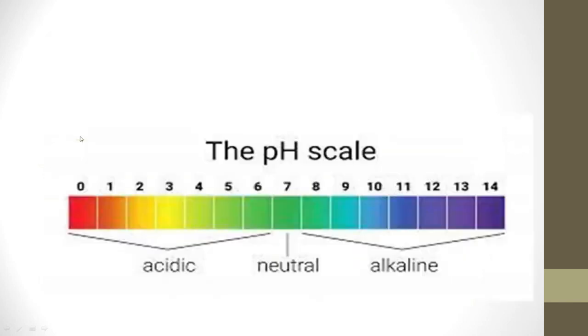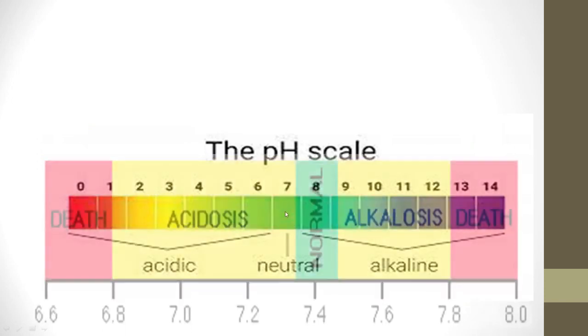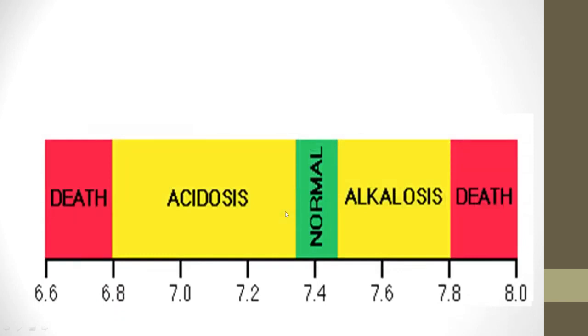So this is already seen. The neutral pH is 7, which is the pH of pure water. And in clinical perspective, what is the pH compatible with life? Below 6.8 and above 7.8 is not compatible with life. Typically 7.4 is the normal pH.